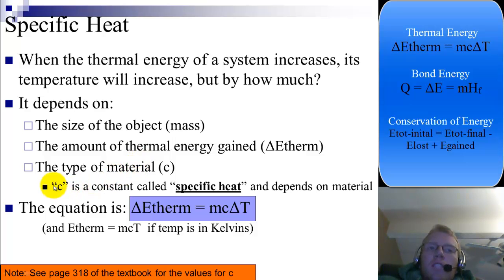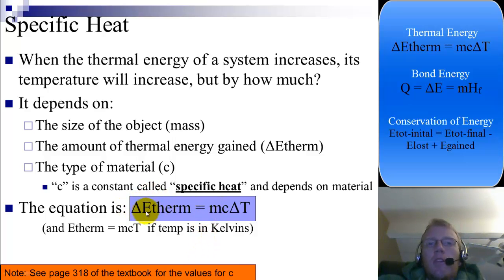So there's this thing called specific heat, and there's a different value for each material. The lowercase c, or in the textbook they use uppercase C, but I like lowercase c, and we'll talk about it in class, is called the specific heat. And in your textbook, you should check page 318. It's got a list of specific heat values for lots of different materials. Okay.